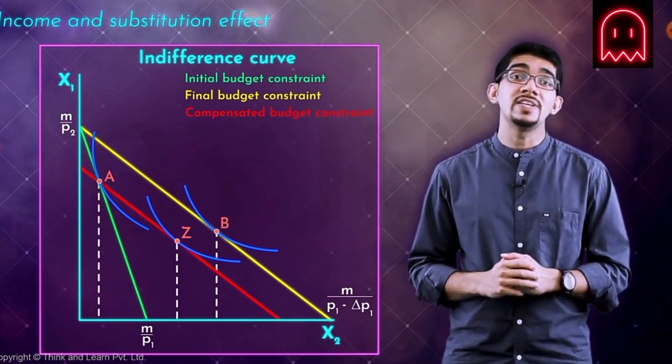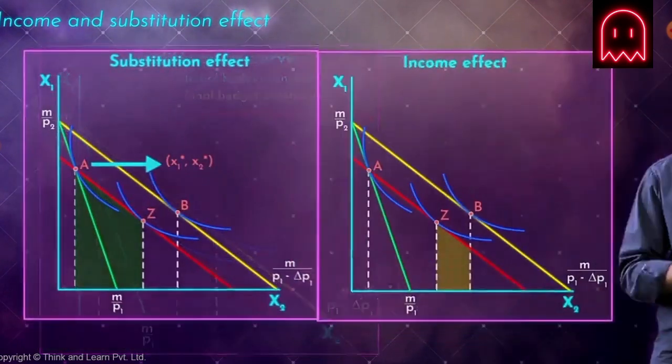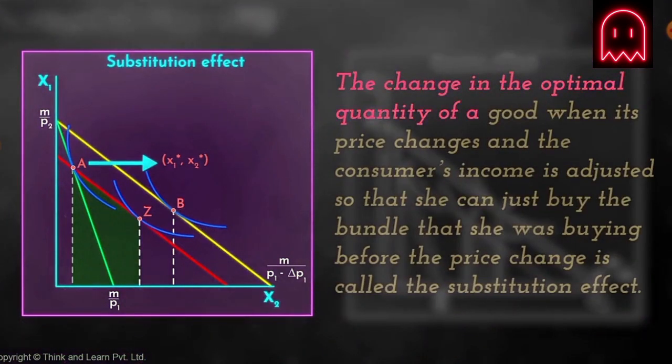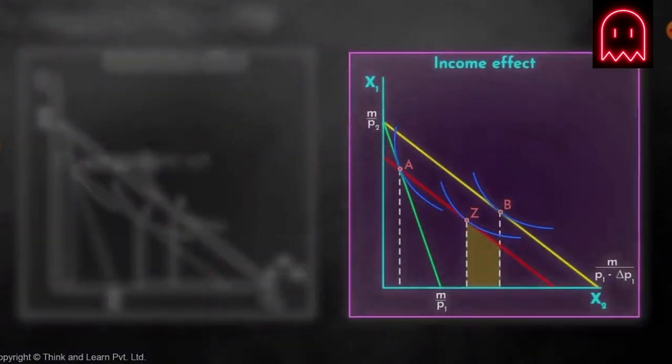Now in this diagram, we can decompose the price effect into its two components. First, the change in the optimal quantity of a good when its price changes and the consumer's income is adjusted so that she can just buy the bundle that she was buying before the price change is called the substitution effect. So all we have done here is we have removed the increased income impact by adjusting for it to isolate the substitution effect.